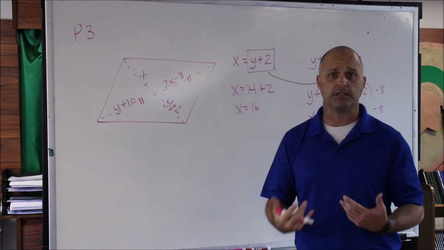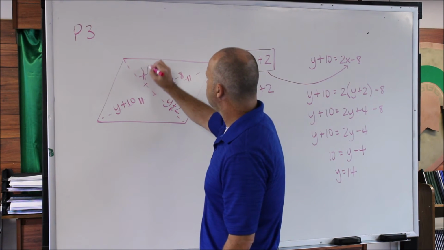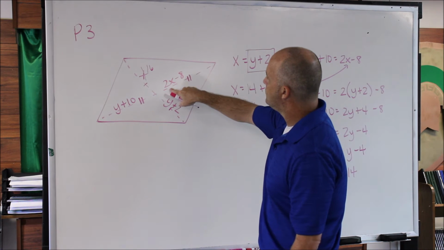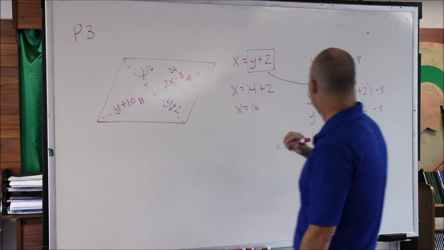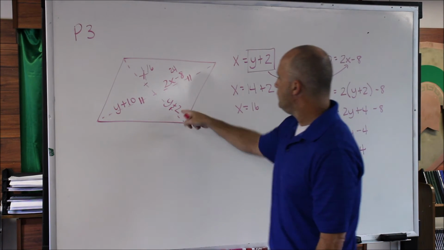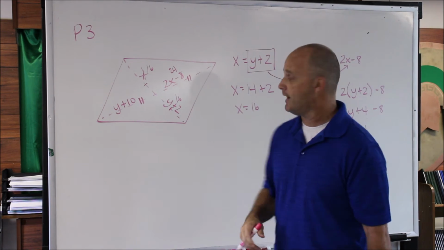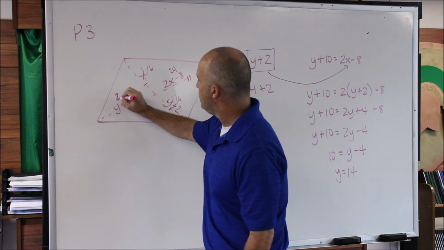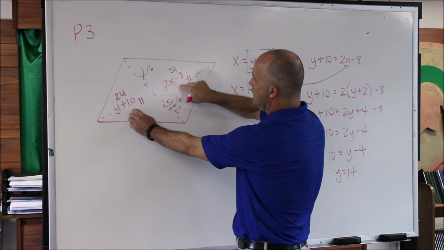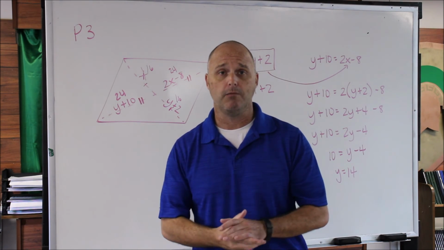Now I can go back and check that this makes sense. I can put 16 in for this, and then I can say 2 times 16 is 32, minus 8 is 24. So I get 24 there. Then 14 plus 2 is 16. So these two check out. These two segments are correct. And then over on this one, 14 plus 10 is equal to 24. Now you can see that these two segments have the same measure. And so I know that both the x and the y that it came up with are correct measures.